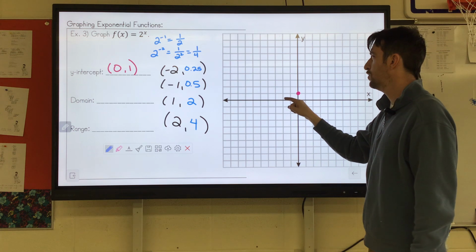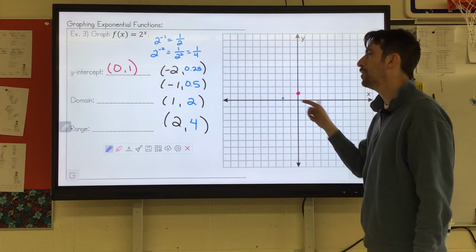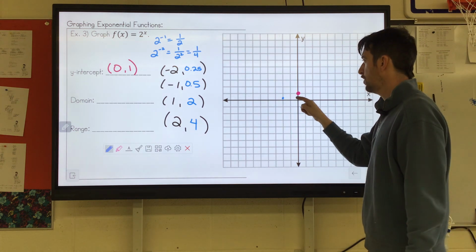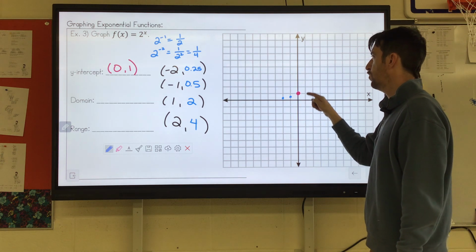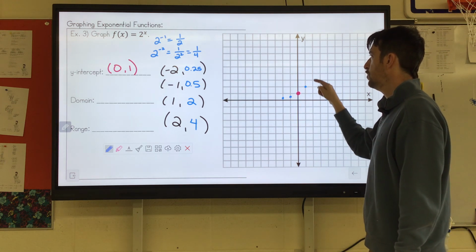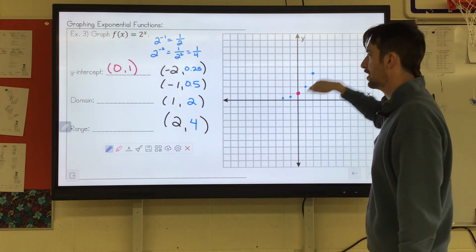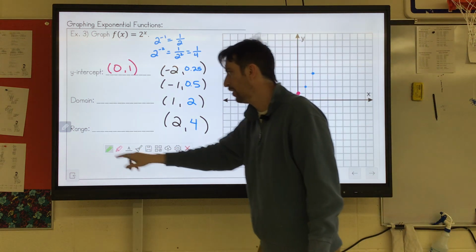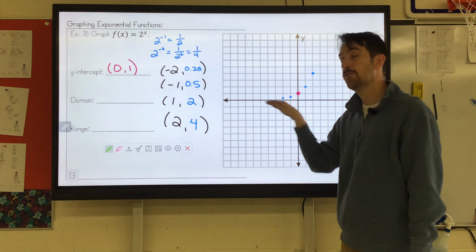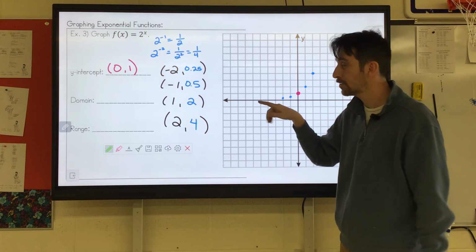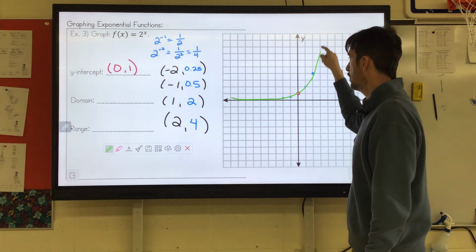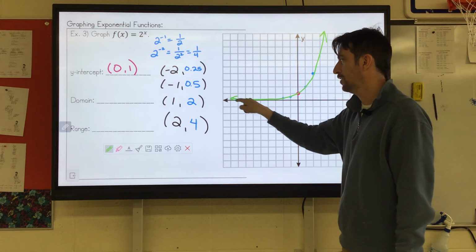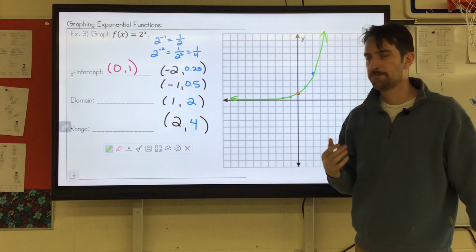So -2 and 1/4 would be about there. -1 and 1/2 is about there. We have 0, 1. We have 1, 2, and 2, 4. So you'll see it's got that swoop heading upward. So it's going to approach the asymptote of the x-axis, and it'll swoop through these points and start heading up that direction. We did our best.